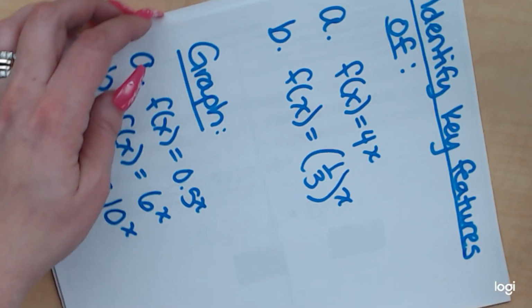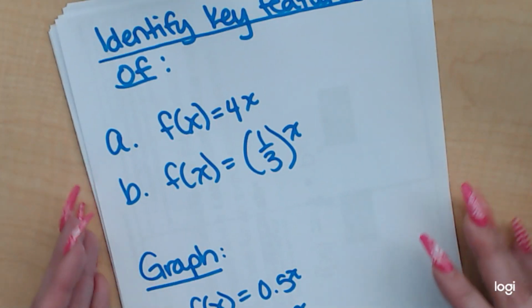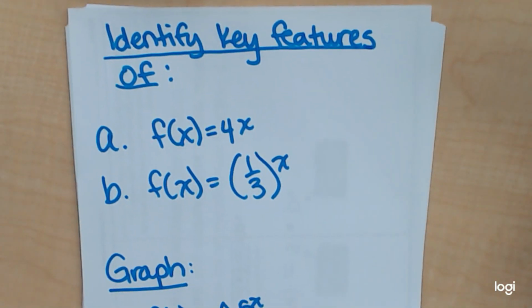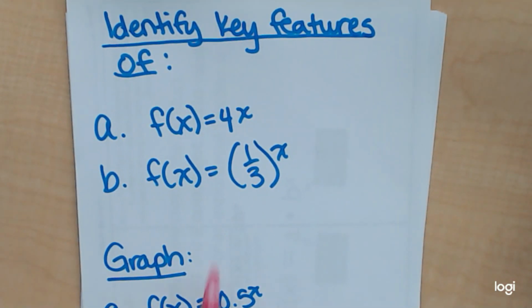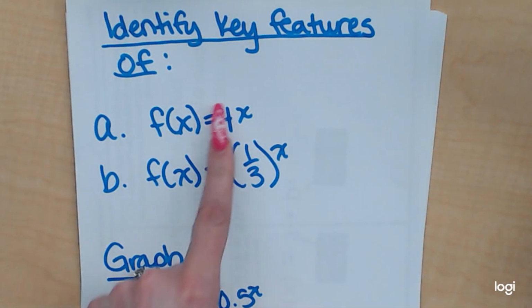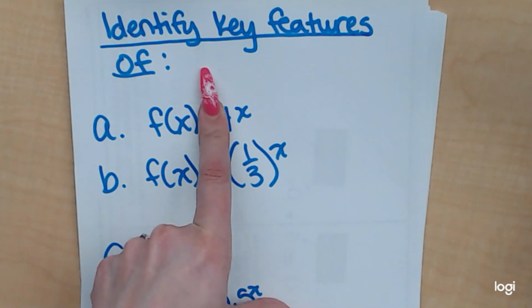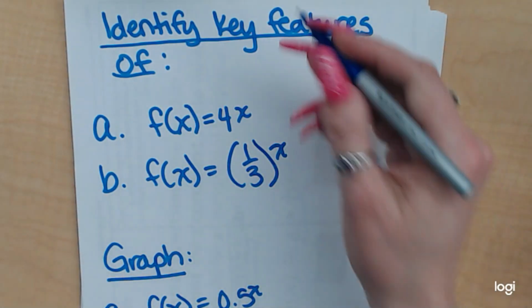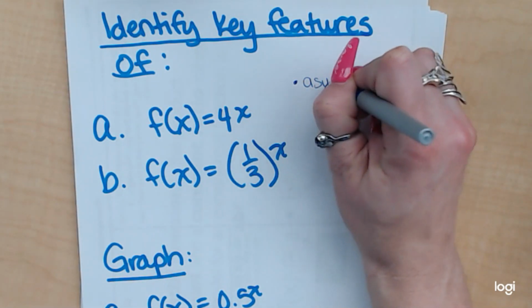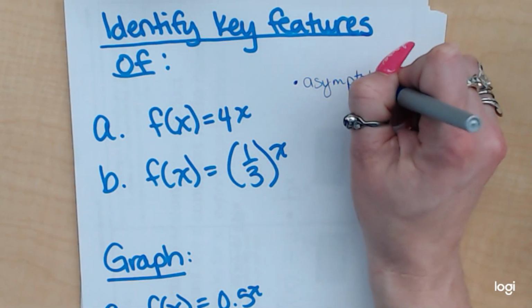Now you're going to do some practice problems to apply what you learned from the first video. So first, I want you to graph these two functions and identify the key features. When you're identifying the key features, you're going to list where is the asymptote of the function.